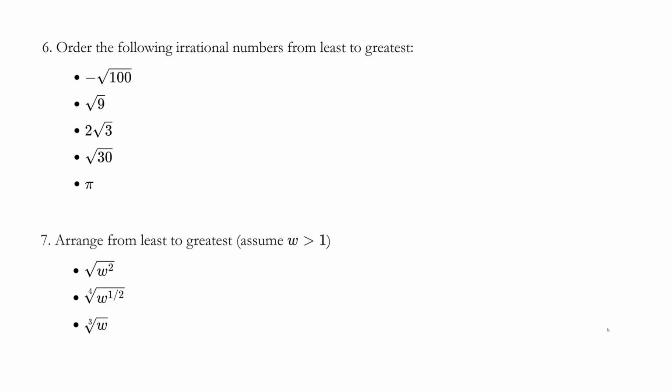Let's order the following irrational numbers from least to greatest. So what we have here is negative root 100, which is equal to negative 10. And the square root of 9 is 3. And it's a good idea to convert this all to a mixed radical.